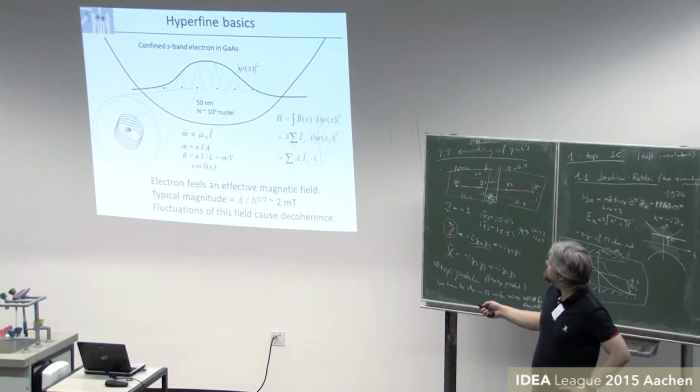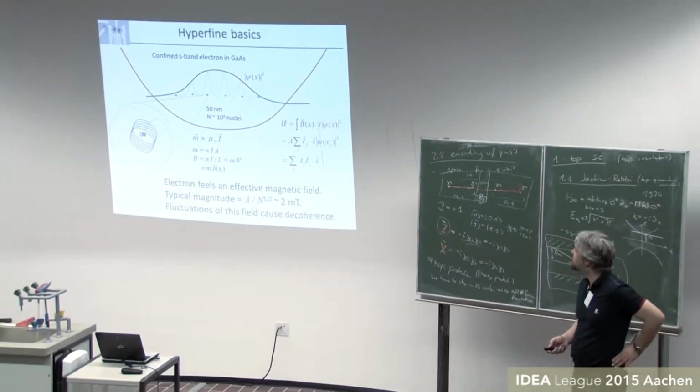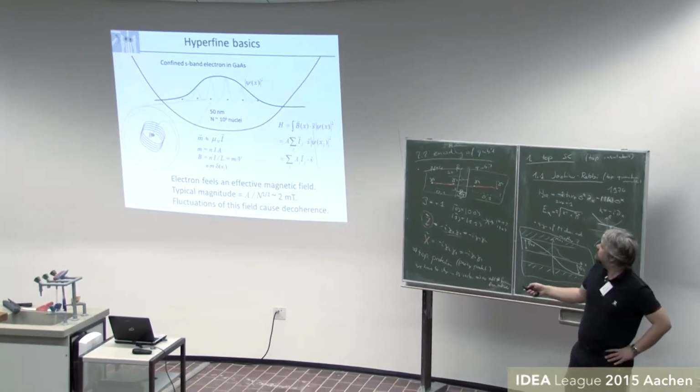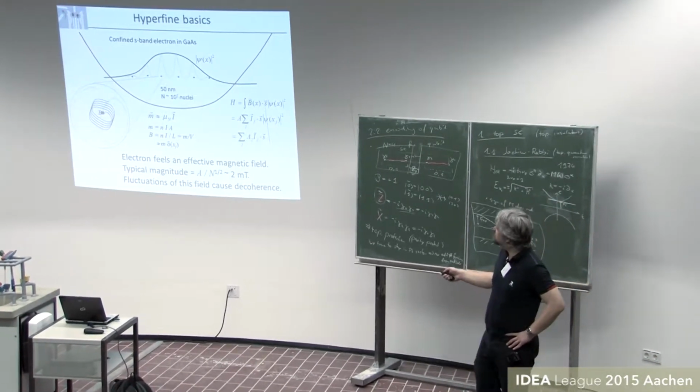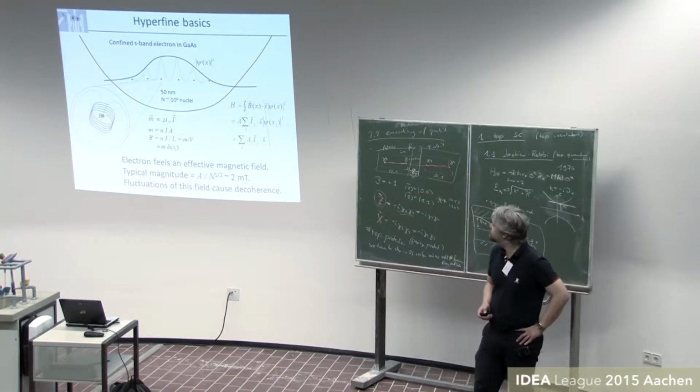So if you look at the electron in gallium arsenide, it's an S-type conduction band. So the microscopic orbitals peak at the site of the nuclei, just like hydrogen atoms. And then the electron has an envelope wave function that's typically some 50 nanometers wide and overlaps with on the order of 1 million nuclear spins.